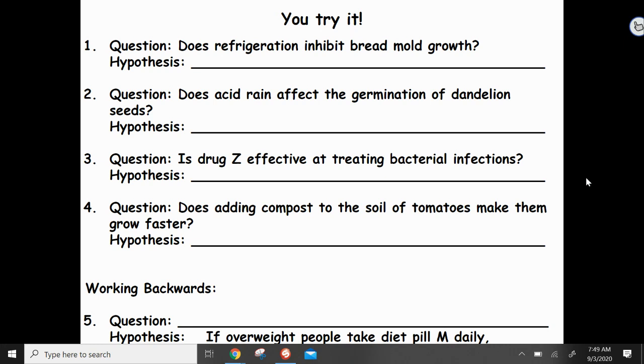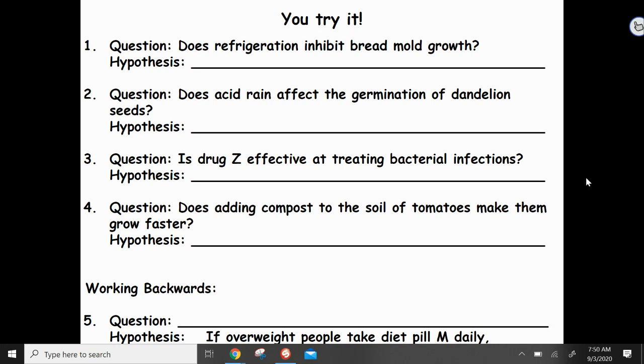All right, question 3. Is drug Z, and remember, whatever drug we're talking about, we're just using a letter, okay? Is drug Z effective at treating bacterial infections? And again, you might say something like, if drug Z is used, then bacterial infections will decrease, or something like that. That's my educated guess. Again, I haven't tested it yet, so I don't know, but I'm just guessing.